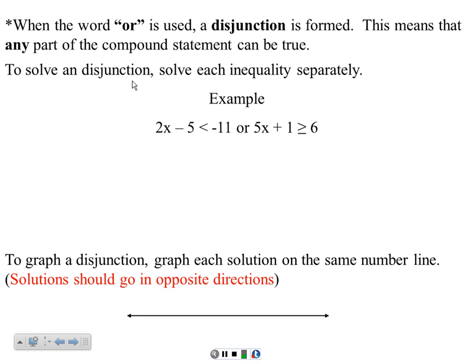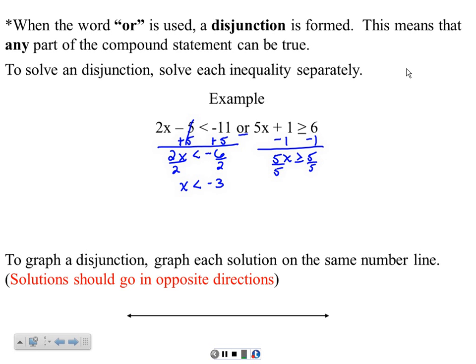To solve a disjunction, just like what we did previously, you're going to solve each inequality separately. So let's look at this example. You see the word or, so I know it is a disjunction. So let's solve the problem on the left. We'll add 5, and we'll have 2x less than negative 6. And then we'll divide by 2. And so we'll have x less than negative 3. On the right hand side, we'll minus 1. And so we'll have 5x greater than or equal to 5. Divide by 5. And so we have x is greater than or equal to 1.